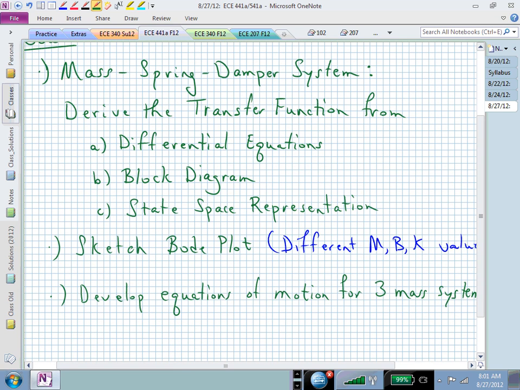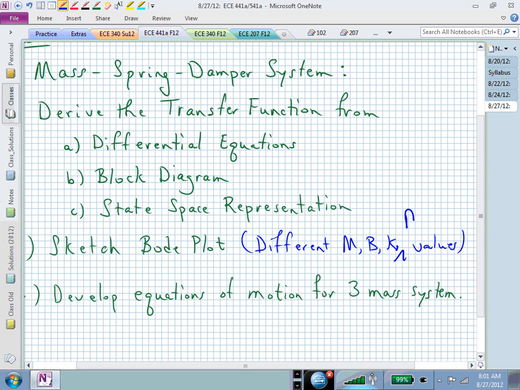And then we'll look at a Bode plot, or maybe several Bode plots, depending on what values of M, B, and K, and I guess gamma, if we introduce a gamma term. And then we'll move on to another set of equations, and those will be arising from a 3-mass system that's connected differently than what we might be thinking from just this basic mass spring damper system that we've been playing with up until this particular point in time.